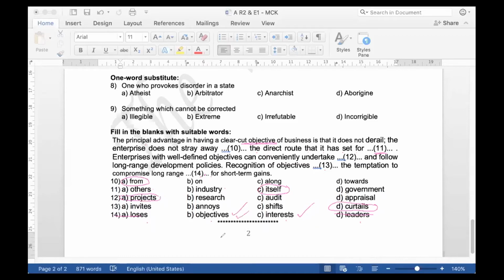Objective. Yes, that's the best answer. Interest is not a wrong answer, but objective. Question number 13, Christine has a question.